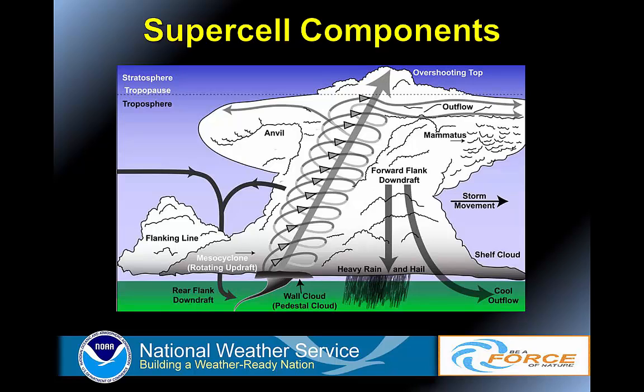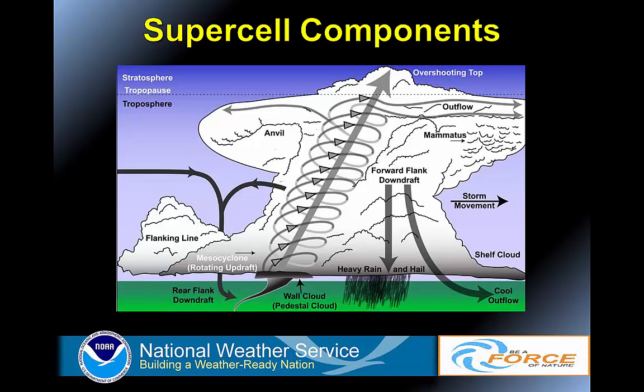Here is a diagram of the typical supercell. Notice the strong, rotating updraft is associated with the tornado if one develops. This supercell is moving from left to right, and notice that it has not 1 but 2 downdrafts. The forward flank downdraft is located in the forward portion of the thunderstorm with respect to storm motion, and that's where the majority of precipitation, including hail, falls within a supercell.